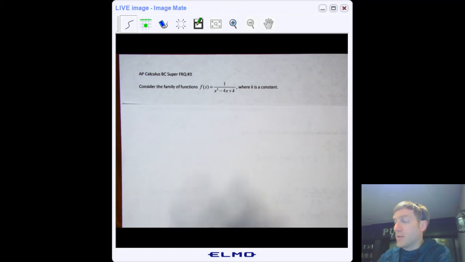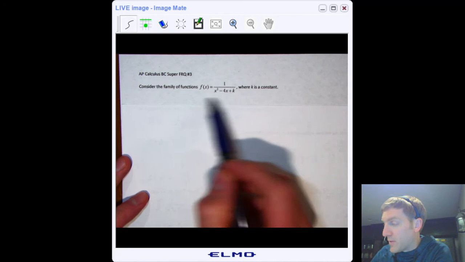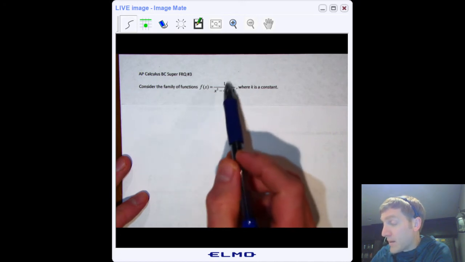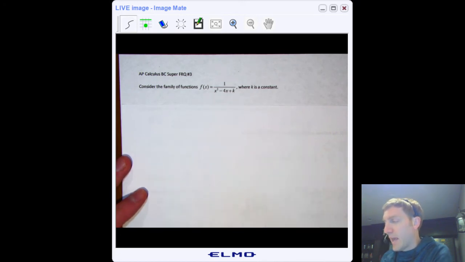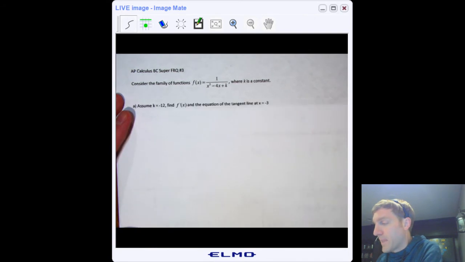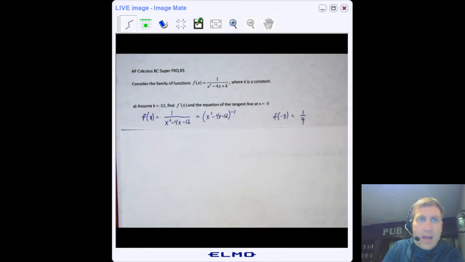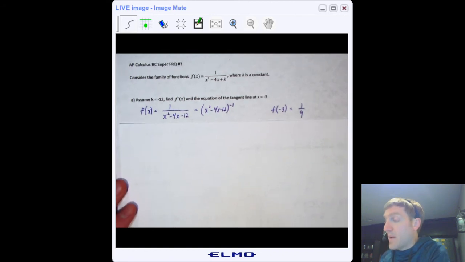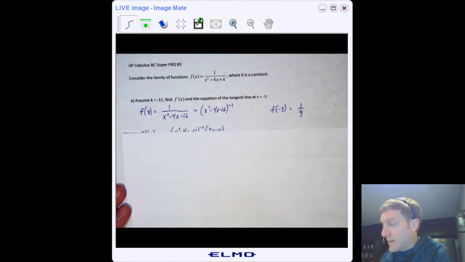All right, all these questions deal with a family of functions f of x equals 1 over x squared minus 4x plus k, where k is some constant. To start with, assume that k is negative 12. Find f prime of x, and the equation of the tangent line at x equals negative 3.